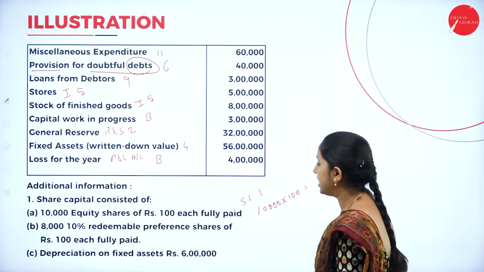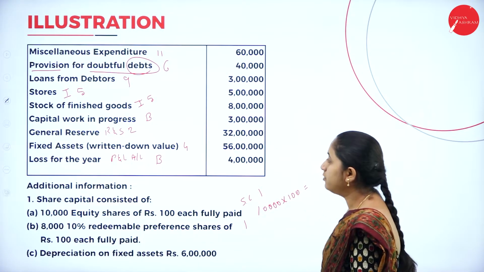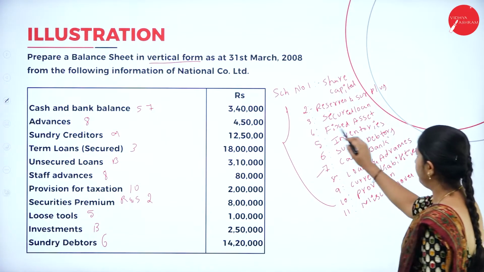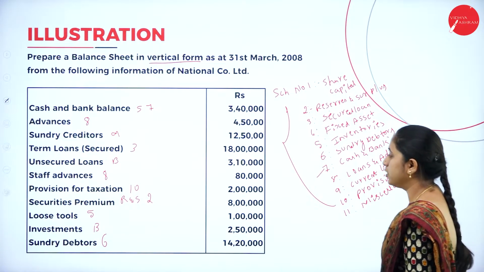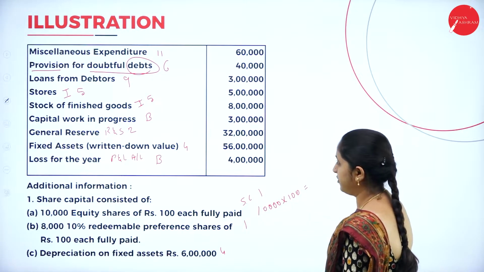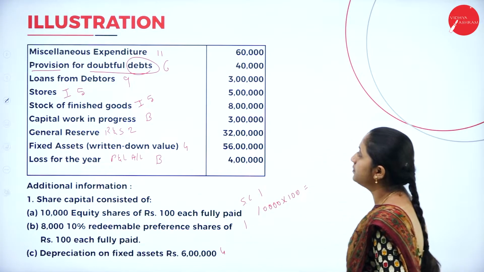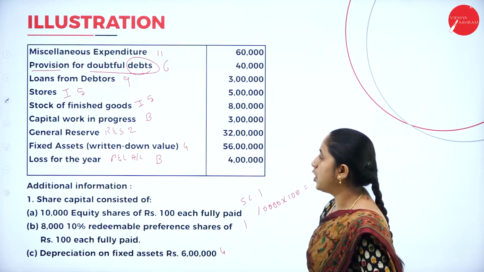So this is also share capital, Schedule 1. Then depreciation on fixed assets. Fixed assets is Schedule 4. So depreciation also comes under Schedule 4. So first we need to identify the schedule number for the given problem. Then start solving the problem.